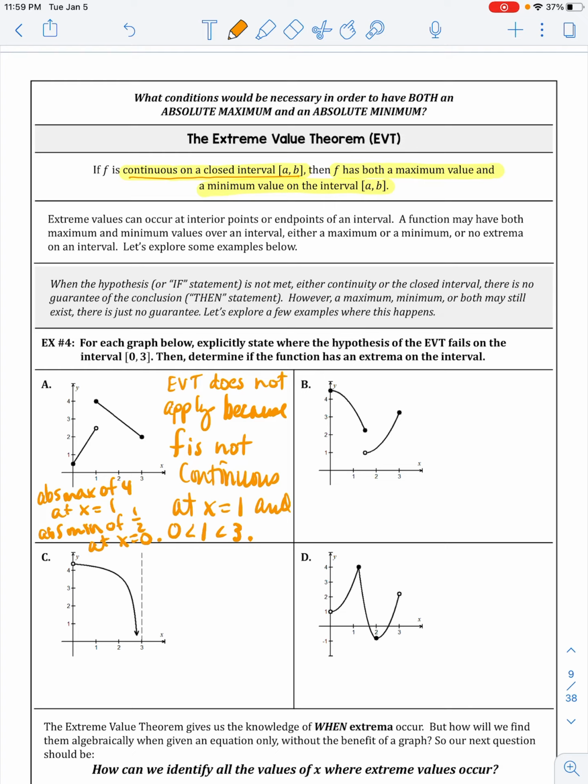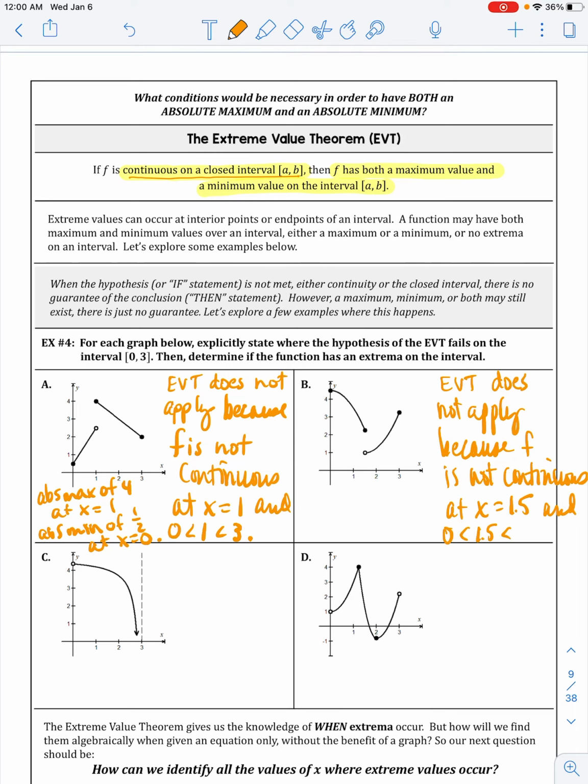Part B, we're looking from 0 to 3. I see a jump discontinuity at 1.5. So therefore, the extreme value theorem does not apply, because f is not continuous at x equals 1.5, and 1.5 lies between 0 and 3.